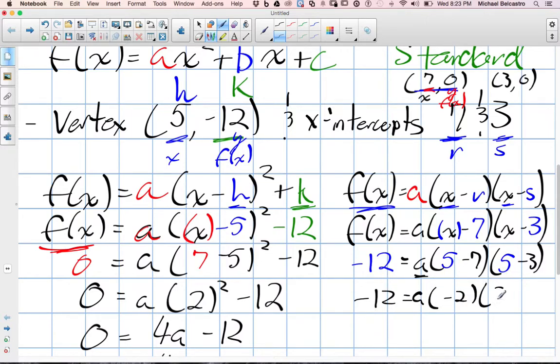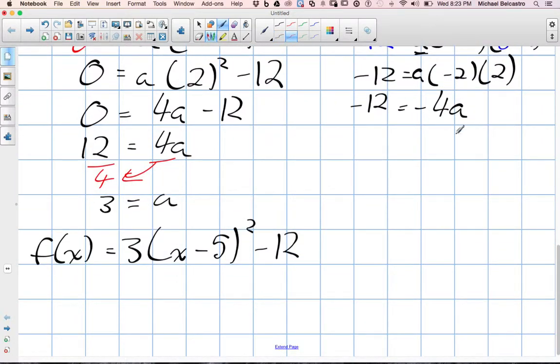This becomes +2. There's a little trick there that if you built the vertex, if you put the vertex in your x coordinates, these two should be kind of opposite operations of each other. Okay. -2 times 2 is -4, and -4 times a is -4a. -12 is over here. How do we get a by itself? Divide by -4. Divide by -4, and what do we get as an a value? +3. Yeah. So if you notice, the a values are actually the exact same.